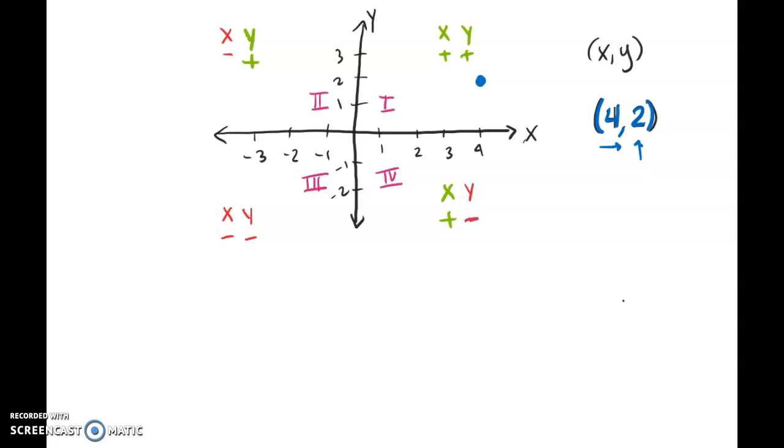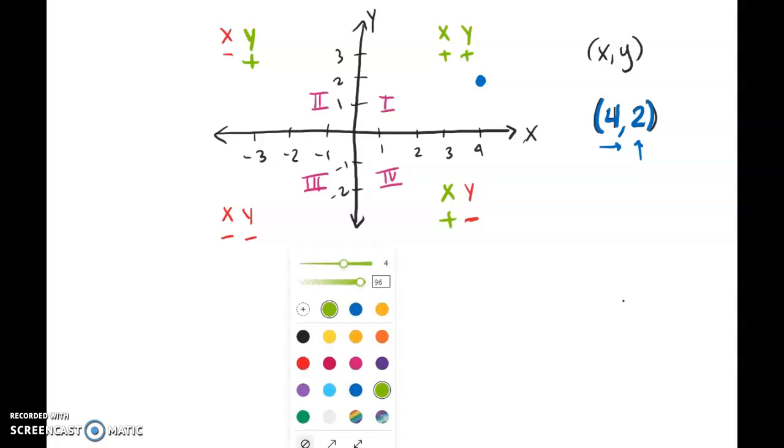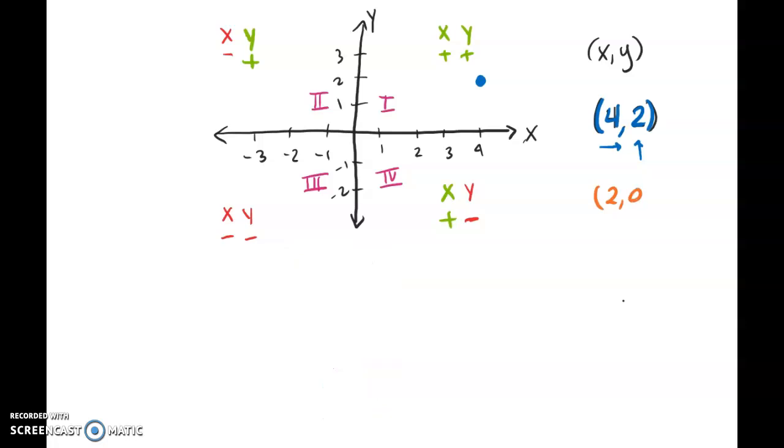It is also possible that your coordinate, when you graph it, lands on an axis. For example, let's say I had the coordinate 2, 0 and I wanted to plot it. When I plot this, I go 2 horizontally, but no vertical movement. And so it's possible that your coordinate lands on an axis itself.